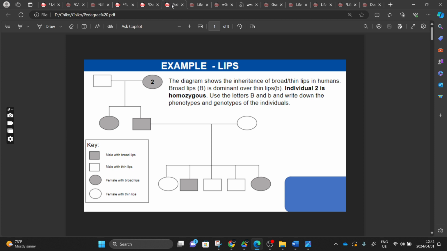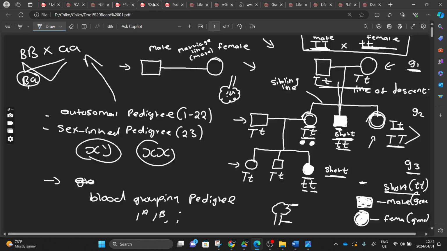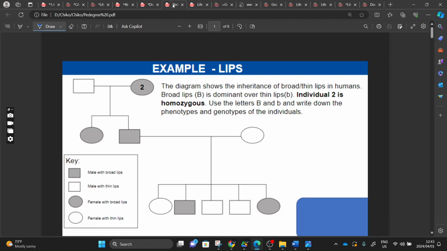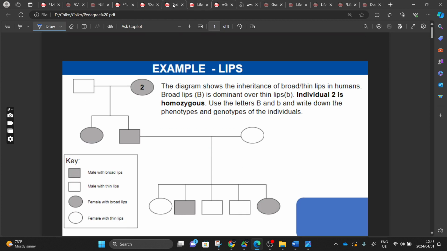We can now come to this example. I found this example, and then you understand what they say. There's a difference between autosomal and sex linked. We have different types: we have autosomal pedigree, we have sex linked, and we have blood grouping pedigree, right? So here's the example.